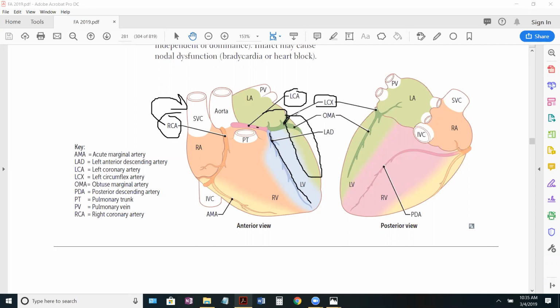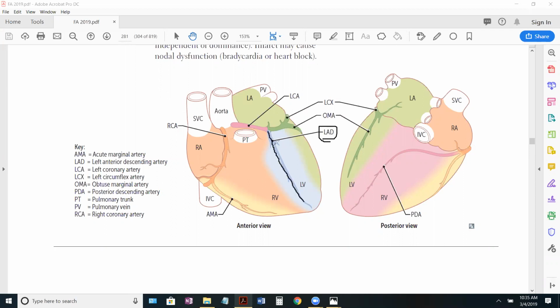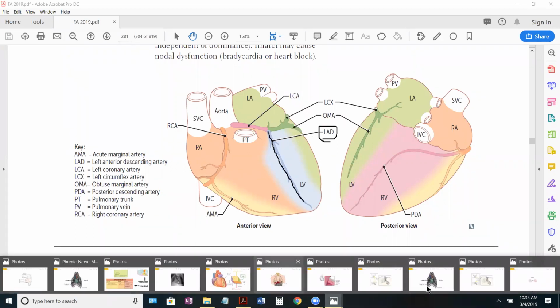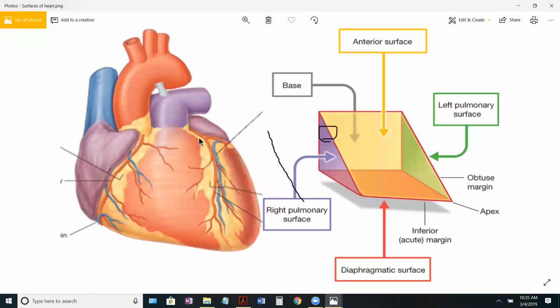This greenish area is the lateral wall of the heart, and this circumflex artery is supplying the lateral area of the heart. So this left anterior descending artery is running on the anterior surface of the heart. Look at here, I showed you this picture before. This is the vessel running in the anterior interventricular groove.